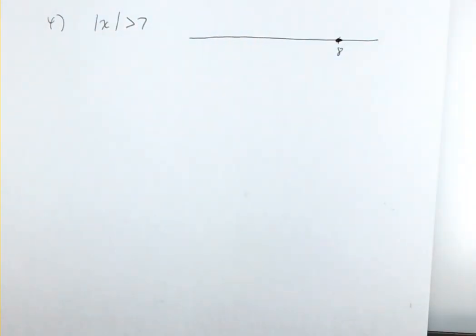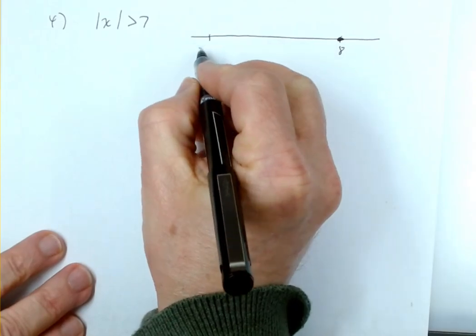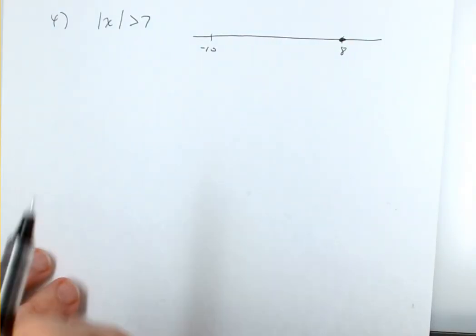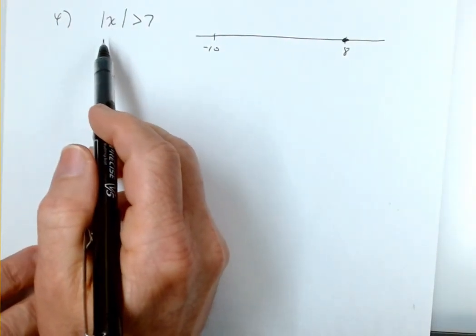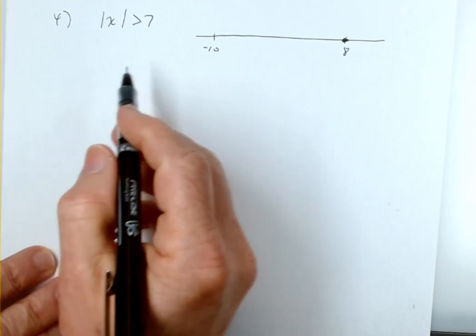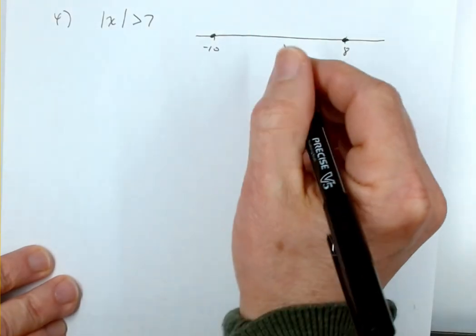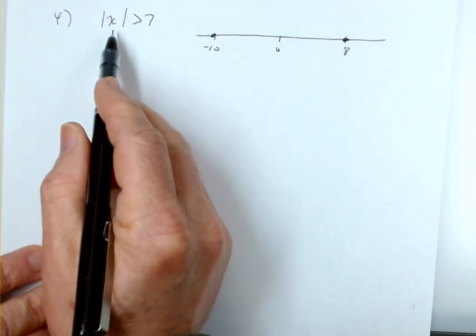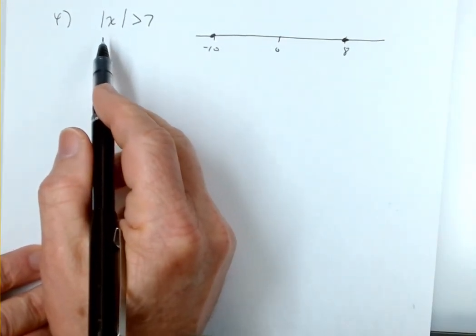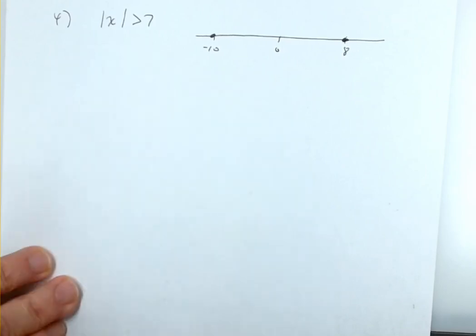What else? Negative 10. I'll put negative 10 right here. The absolute value of negative 10 is a positive 10, and 10 is greater than 7. So negative 10 is a solution. What else? 0. Okay, let's think about 0. The absolute value of 0 is 0. 0 is not greater than 7. So 0 is not a solution.